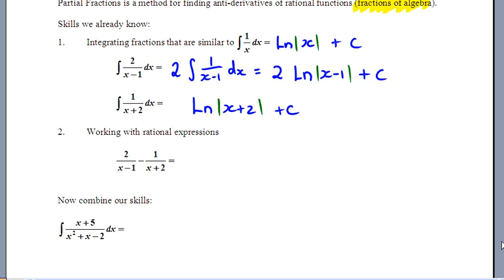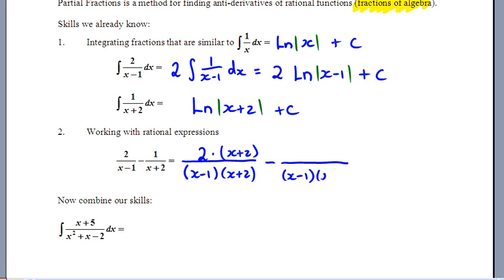The other one is just working with fractions of algebra and how you find common denominators when you're adding or subtracting them together. So here, the common denominator would actually be the pair of factors. You would have an x minus 1, and you would have an x plus 2. And you would need to bring both of these fractions up to that common denominator. The first fraction is missing the x plus 2, so that 2 will get struck by an x plus 2. And then the next fraction, let's put that right here, it's missing the x minus 1. So the 1 that's there would get a little kick with an x minus 1.